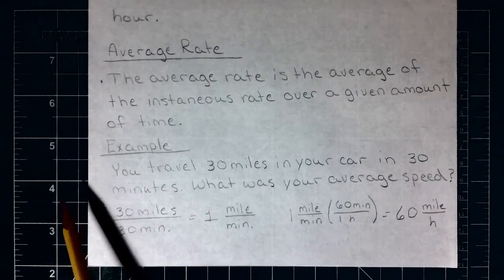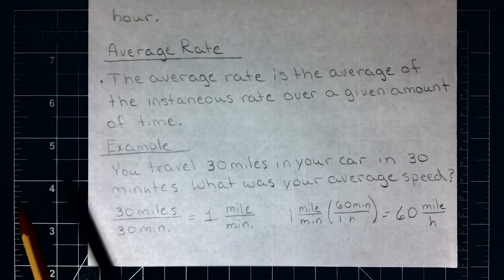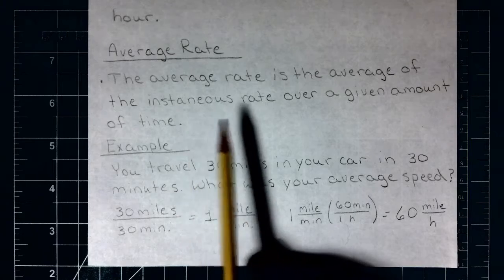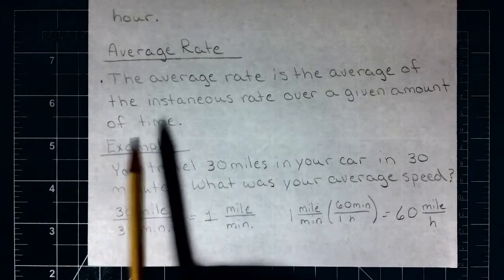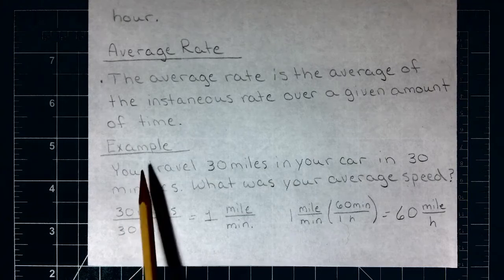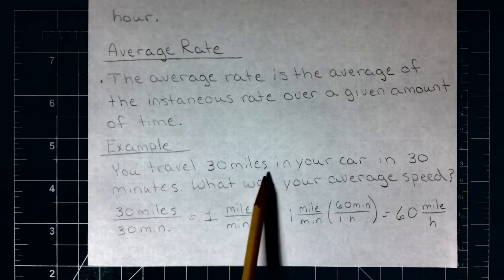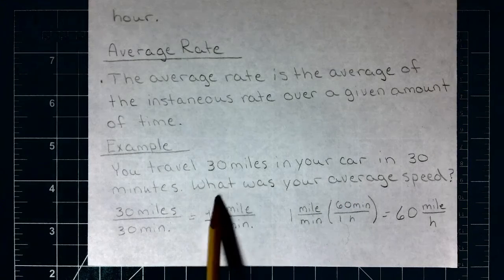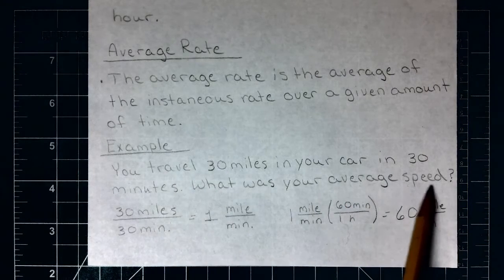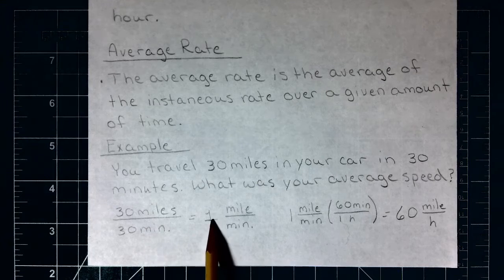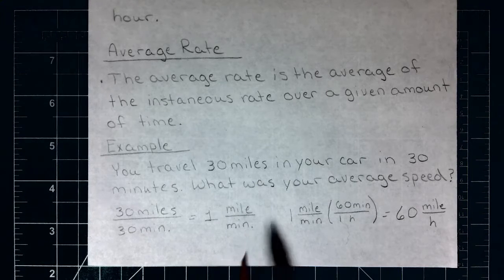If you wanted to know the average rate of your trip, this is going to be the average of all the instantaneous rates over the whole trip. You would calculate that like this. So if you traveled 30 miles in your car in 30 minutes, your average speed would be 30 miles divided by 30 minutes, or 1 mile per minute.